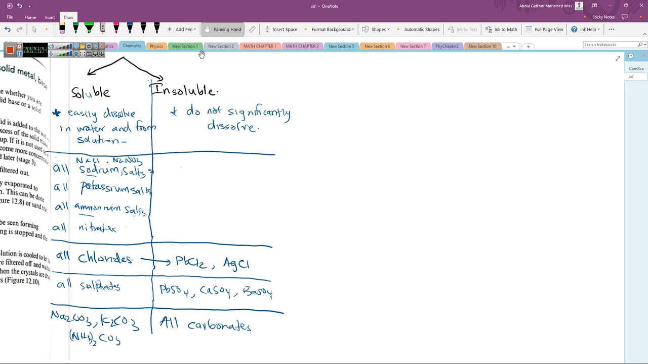The other category is all sulfates, right? For example, sodium sulfate, potassium sulfate, magnesium sulfate, except barium sulfate, because barium sulfate is not. So barium sulfate is insoluble, right? So you should remember this, right? You can just write this down and paste it on the wall, and every time look at it so that you can remember this chart, so that it will be helpful for you in future, inshallah.